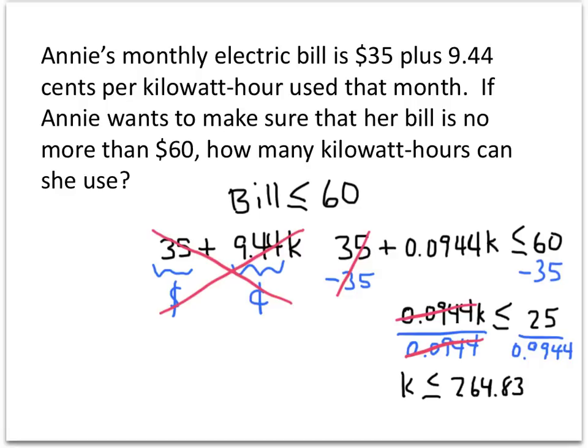So that tells us that for Annie to keep her bill below $60, she needs to use no more than 264 and some change kilowatt hours per month.